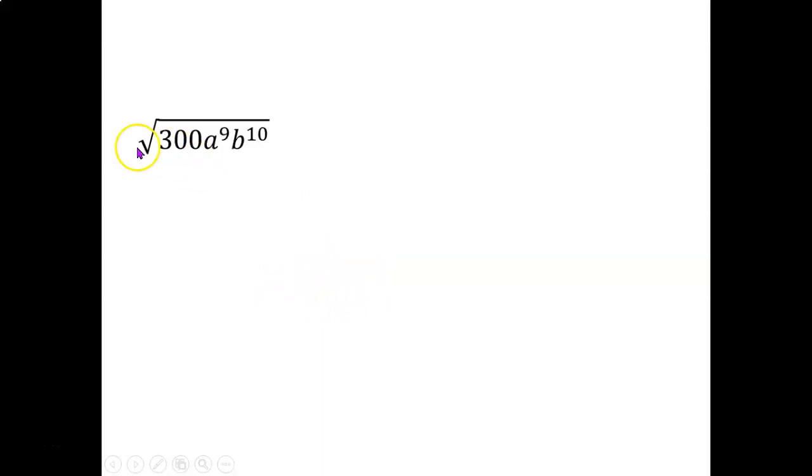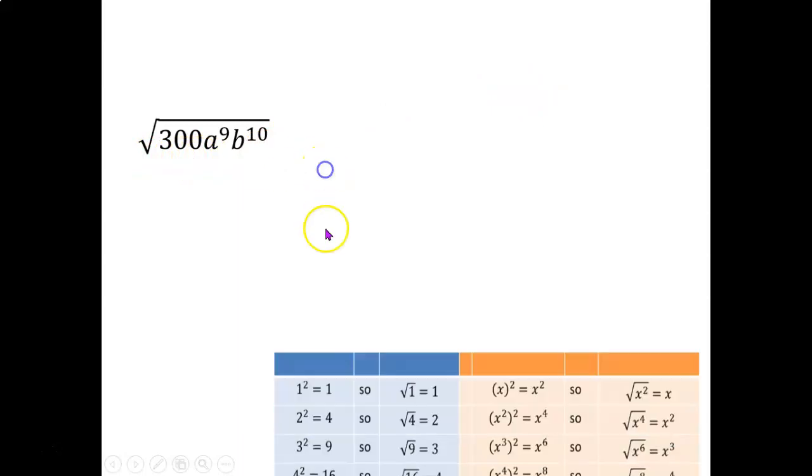How about this one? The square root of 300 times a to the 9th times b to the 10th. 300 is not a perfect square, but we can factor out something that is. We can break that up into 100 times 3. a to the 9th is not a perfect square, but we can factor out something that is. The biggest perfect square we can factor out is a to the 8th times one more a left over. And then b to the 10th is a perfect square.